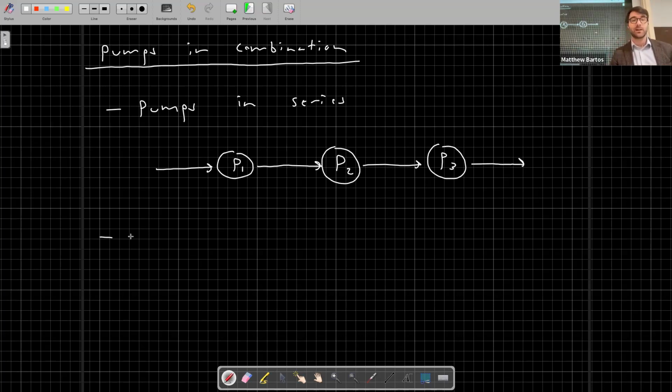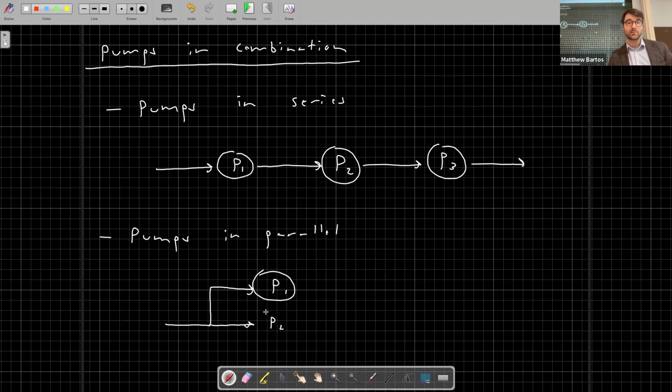You can also have pumps in parallel. So for instance, a pump that splits maybe into 3 different lines, P1, P2, and I'm running out of space here, but P3. And then those parallel lines converge again.